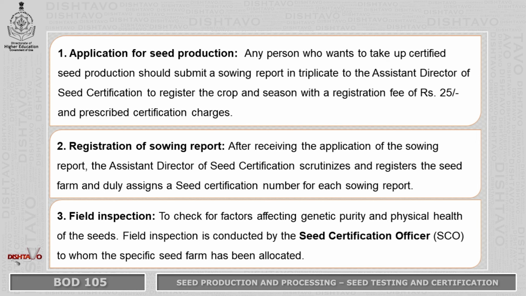Second is registration of the sowing report. After receiving the application of the sowing report, the assistant director of the seed certification scrutinizes and registers the seed farm and duly assigns a seed certification number for each sowing report.